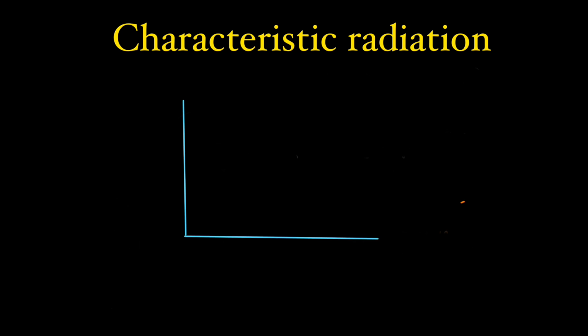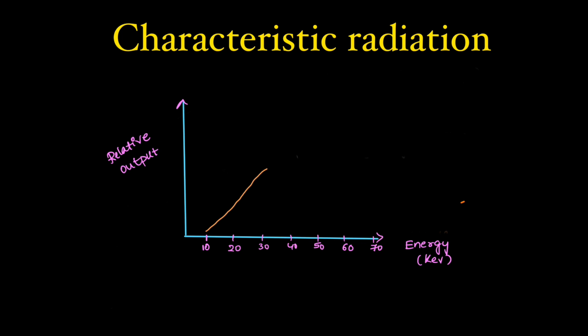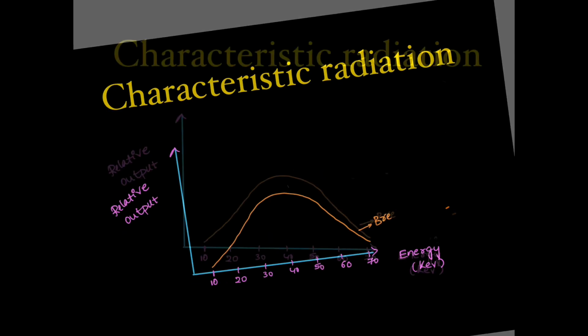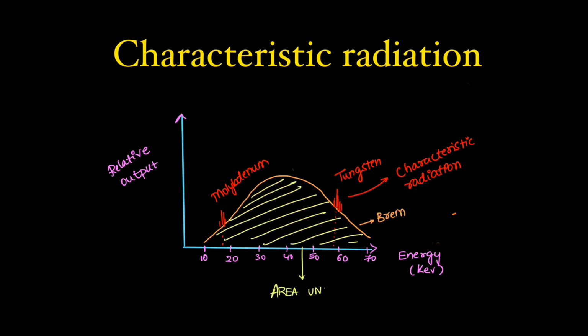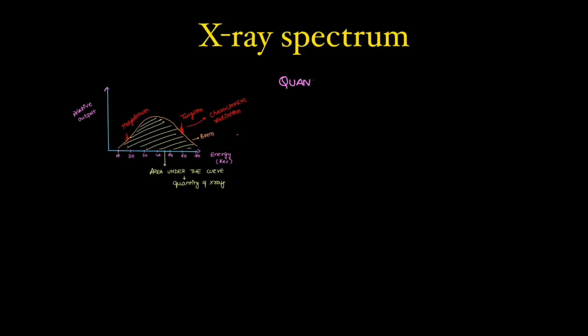We'll draw the graphical representation of characteristic radiation. Same graph where y-axis is output, x-axis is the energy in kiloelectron volt. That was the Bremsstrahlung curve which we drew. Now the characteristic radiation for tungsten is somewhere around 59, molybdenum falls around 17 kiloelectron volt, and this is the graph for characteristic radiation, and the area under the curve represents the quantity of X-ray.